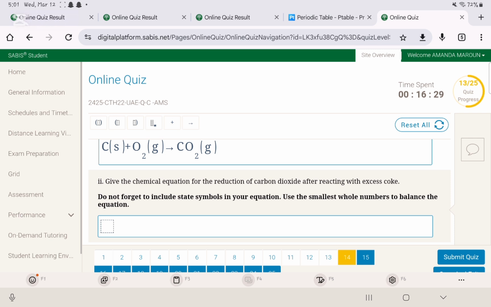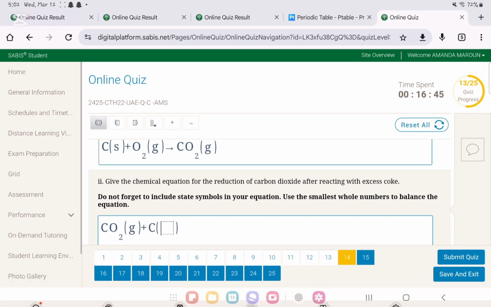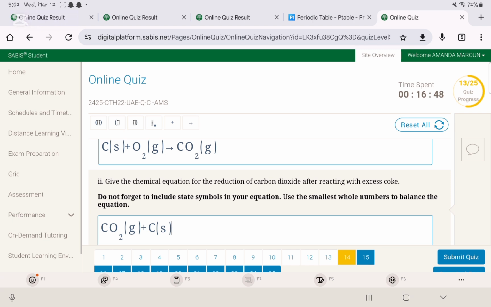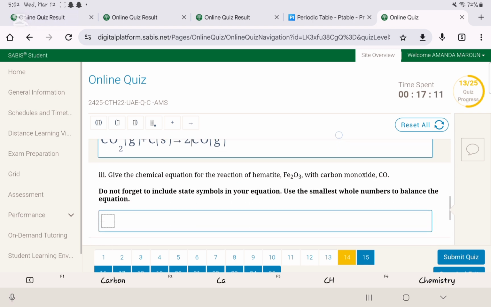They said give the chemical equation for the reduction of carbon dioxide after reacting with excess coke. So look, carbon dioxide, it is CO2, and we know CO2 is a gas. It will react with excess coke, which is the excess carbon solid. And what will it produce? It will produce carbon monoxide, and carbon monoxide is a gas. Do not forget to balance it. So after balancing it, it will be like this. Carbon dioxide plus coke as a solid is going to give us 2 carbon monoxide gas.